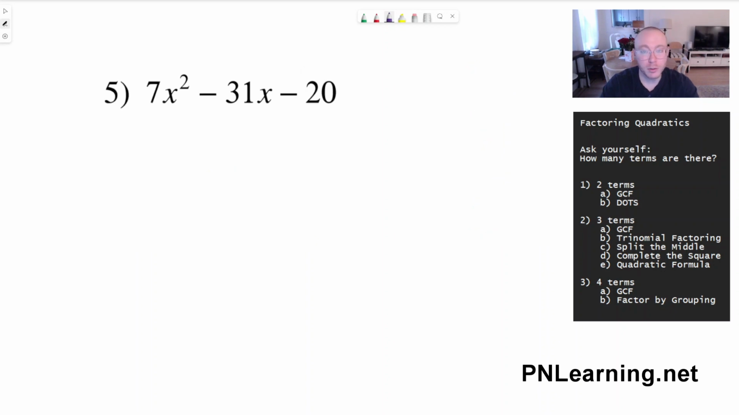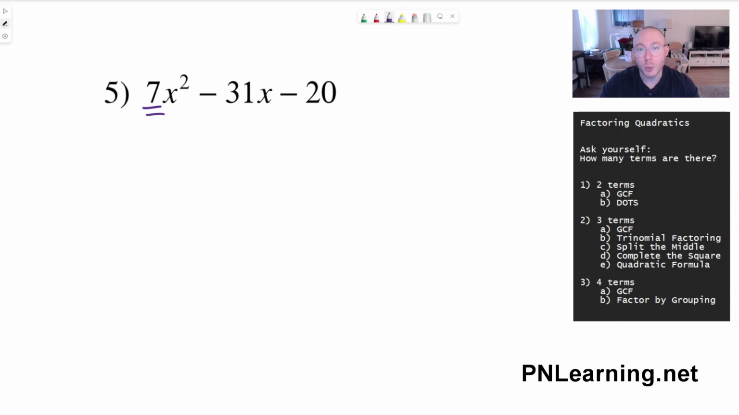Okay, so here's number 5. We have another trinomial, right? 3 terms. The numbers 7, 31, and 20 don't have any common factors, because 7 and 31 are both prime numbers, so they won't divide by anything. So we don't have a GCF. We also will not be able to do trinomial factoring because our a term is not equal to 1.